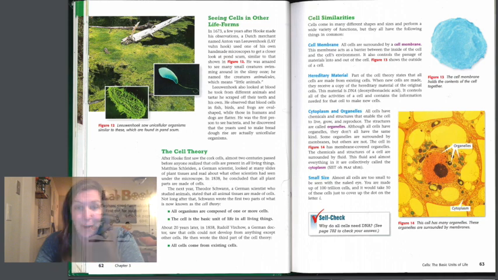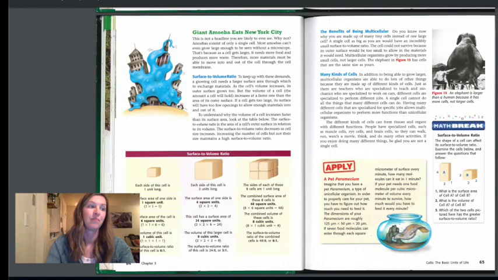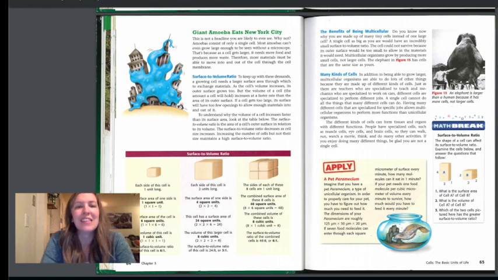Going to page 64. Giant amoeba eats New York City. This is not a headline you're ever likely to see. Why not? Amoebas consist of only a single cell. Most amoebas can't even grow large enough to be seen without a microscope.